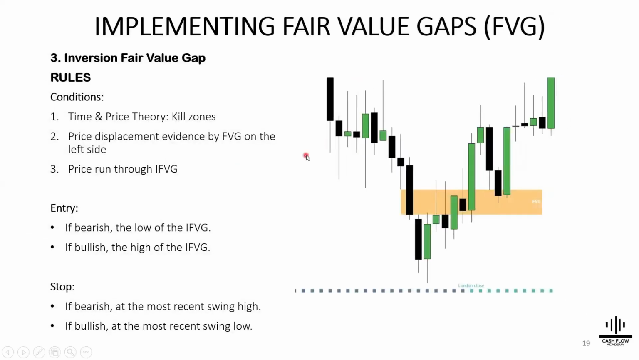That being said, where would you want to be entering with this entry pattern? You want to be entering at the high of the inversion fair value gap for a buy and then reverse for a sell, with your stop at the most recent swing low.